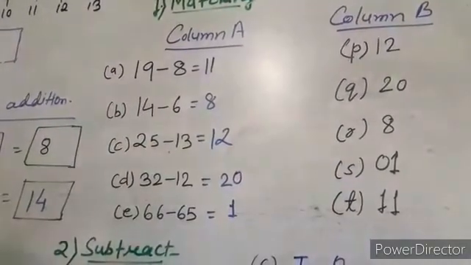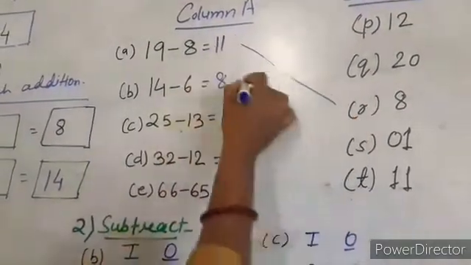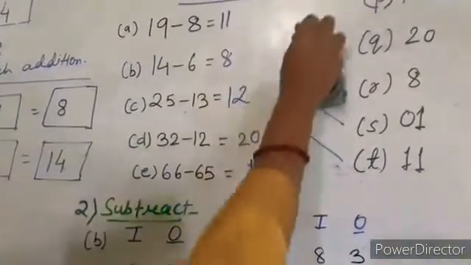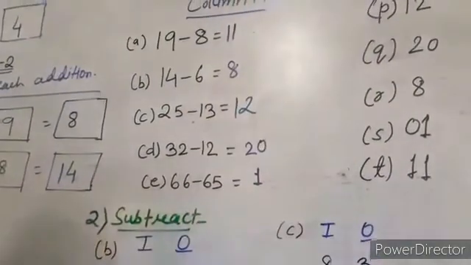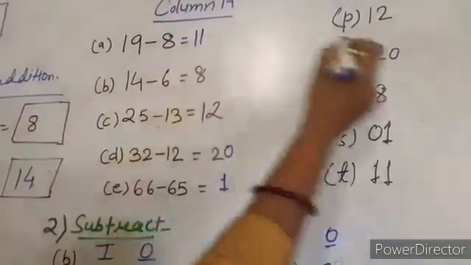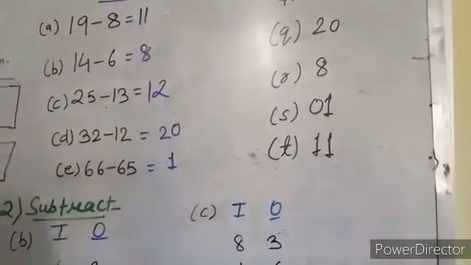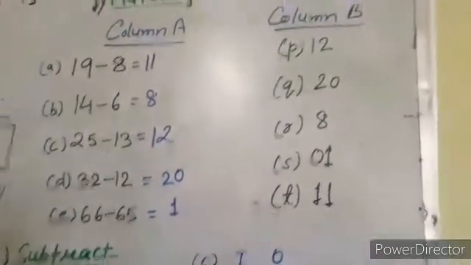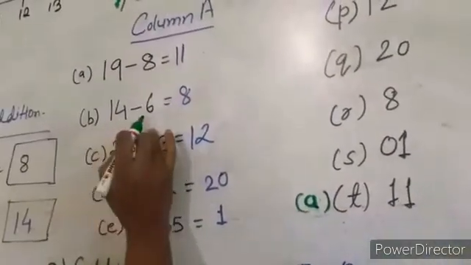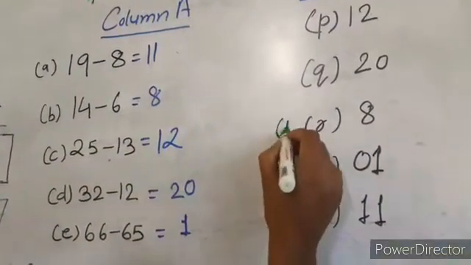One thing you have to remember: please don't match with a number line. You have to match with the letter only. Okay, 19 minus 8, the answer will be 11. Where is 11? See here. So you write A. And 14 minus 6 equals 8. Where is 8? Here. Then write B here.